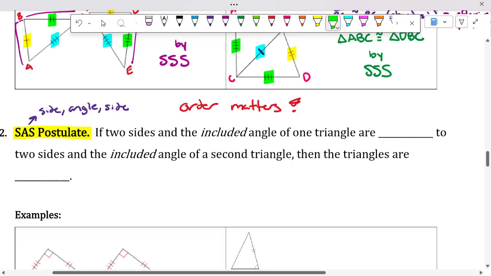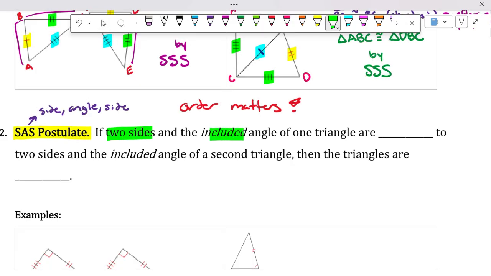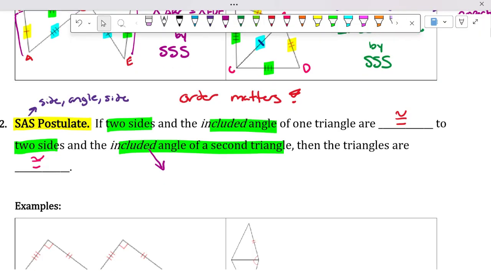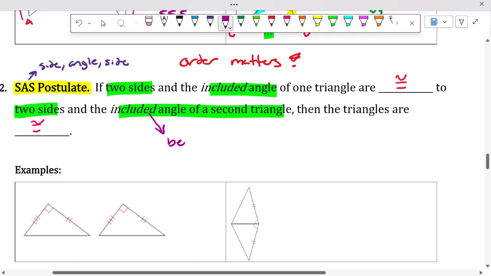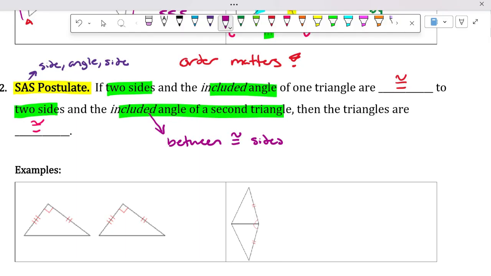So it's saying that if 2 sides and the included angle of one triangle are congruent to 2 sides and the included angle of a second triangle, then the 2 triangles are congruent. Now, all included angle means is that it's between the congruent sides. That's all it means. It's between the congruent sides.